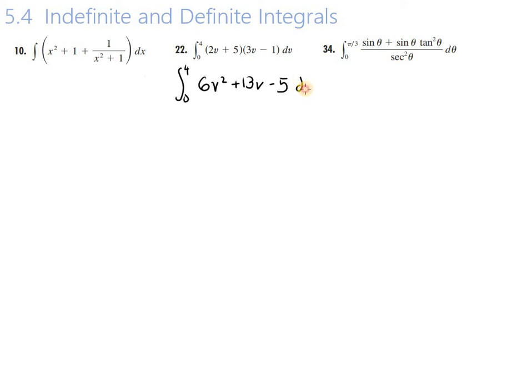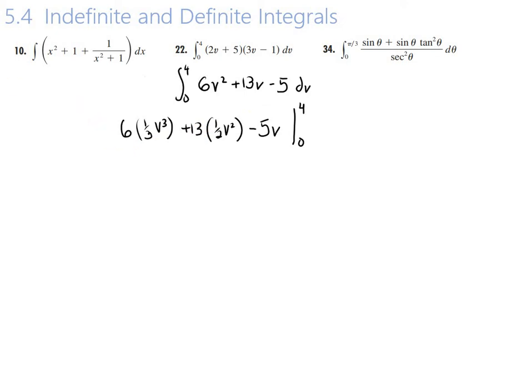And the variable of integration is v, which is good. And now we're in pretty good shape. Right? We can integrate this thing. Keep in mind the 6 will just sit there, but v squared would go to 1/3 v cubed. Again, the 13 is a constant multiple, but v would integrate to 1/2 v squared. And the minus 5 will go to minus 5v. And we are integrating that from 0 to 4. So we need to plug 4 into all of this and then subtract what we get when we plug 0 into all of that.